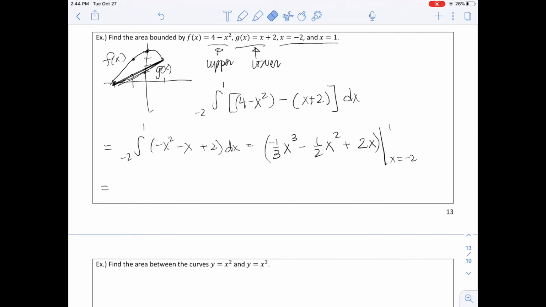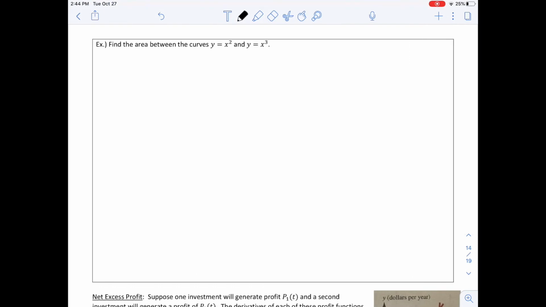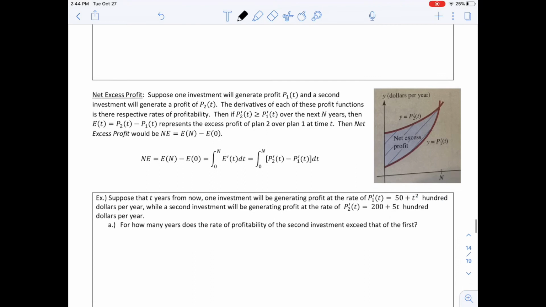So from here, evaluating our antiderivative at 1, we arrive at 7/6 minus, and then evaluating our antiderivative at -2, we arrive at -10/3. And so 7/6 plus 10/3 is going to equal 9/2. Again, you can also write this as a decimal, and that would be completely fine also. So the next example on the next page, we are going to go ahead and circle, and we will work on that one together in class.